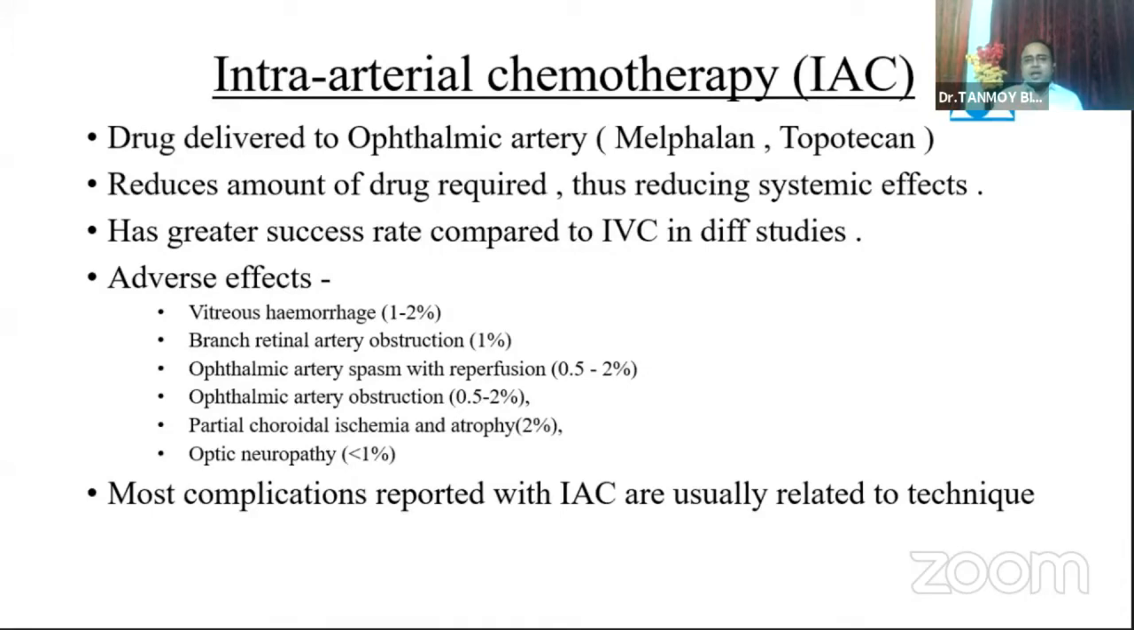And another is the intraarterial chemotherapy. It is a very target specific chemotherapy, so the drug is usually delivered to the ophthalmic artery. The advantages are reduced amount of drug required, and the side effects are reduced. It has a greater success rate compared to intravitreal chemotherapy, which has been seen in different studies. The adverse effects are vitreous hemorrhage, BRAO, ophthalmic artery spasm, and ophthalmic artery obstruction. But what has been noted by different authors is that most complications reported with intraarterial chemotherapy are related to the technique. So properly done intraarterial chemotherapy has really very minimal adverse effects.